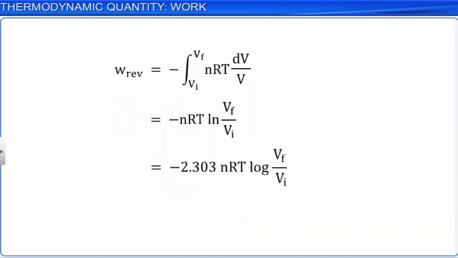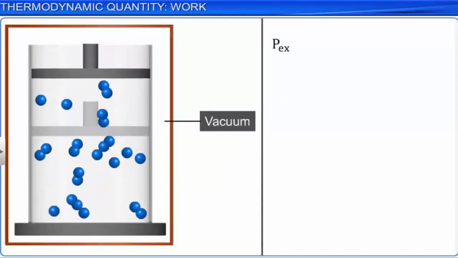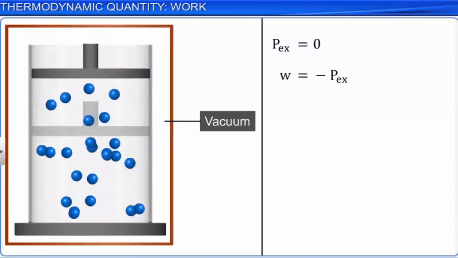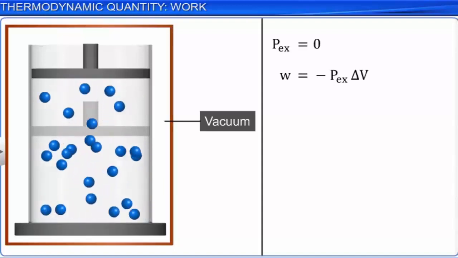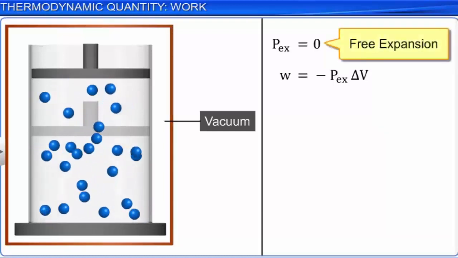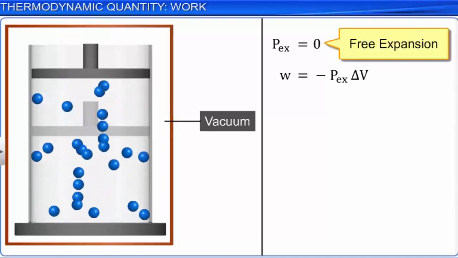On converting natural logarithm to base 10, we get reversible work W rev equals minus 2.303 nRT log Vf by Vi. If the gas expands in vacuum, external pressure Pex being 0 in the expression W is equal to minus Pex multiplied by delta V, W becomes 0. This is known as free expansion. No work is done during the free expansion of an ideal gas, whether the process is reversible or irreversible.